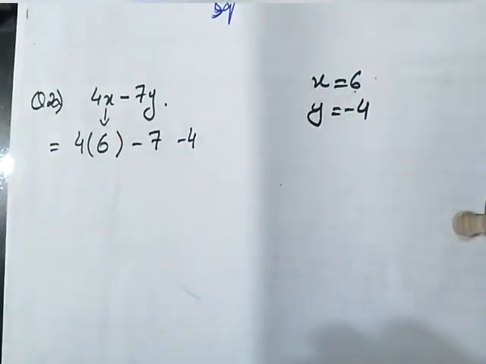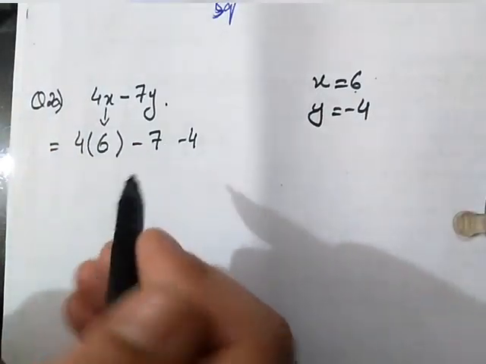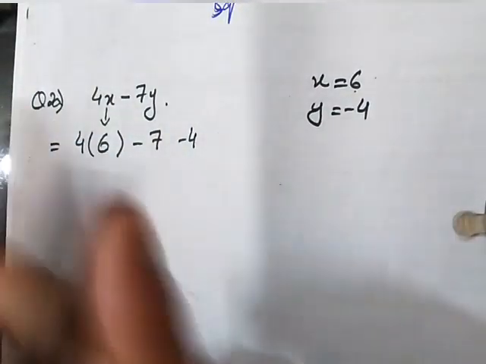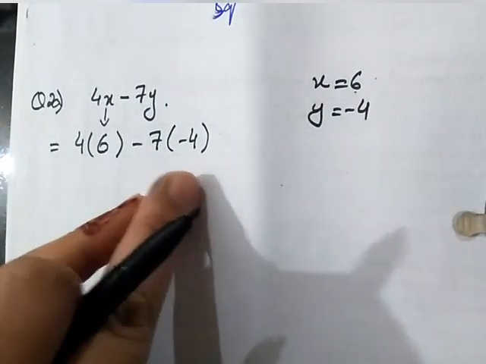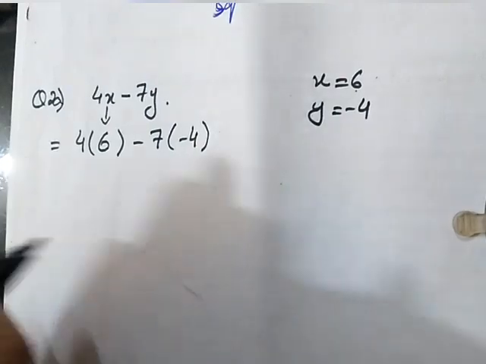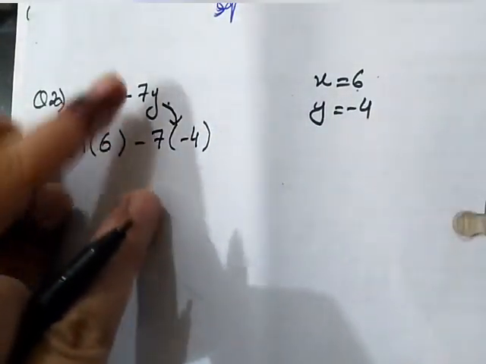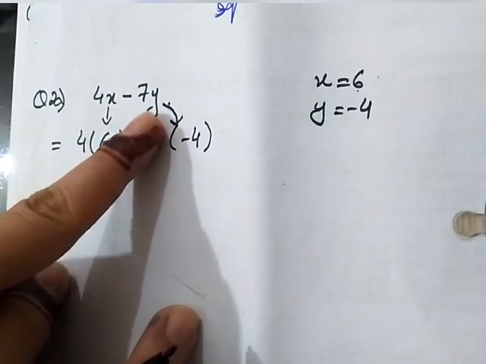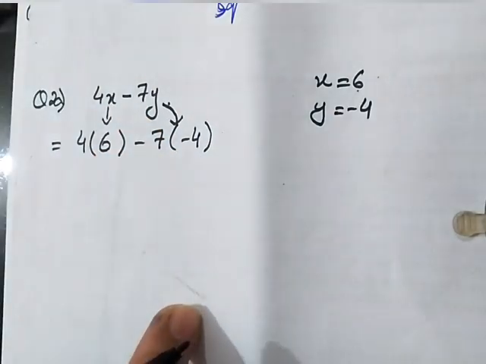If I did not use the bracket, it would look like 7 -4, and these two terms would be subtracted, but we must use the bracket. Brackets mean that these two terms are going to be multiplied. I just put the value of y in place of y: 7 minus 7, and the value of y is -4. Now in the next step, we just simplify it.